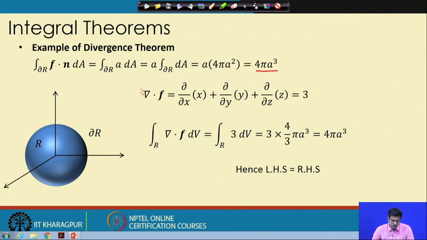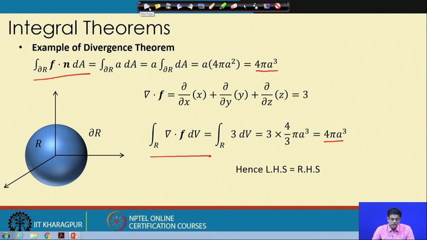Now, similarly, I have to calculate del dot f, which is del x of x, del y of y, del z of z, which is 1 plus 1 plus 1. So, 3, and so del dot f dV is 3 dV. The volume of a sphere is 4/3 pi a cube, which becomes 4 pi a cube. So, if you see, this quantity becomes this quantity. So, for a vector field defined over a sphere, the divergence theorem holds true. This is one example of how the divergence theorem could be useful for us.